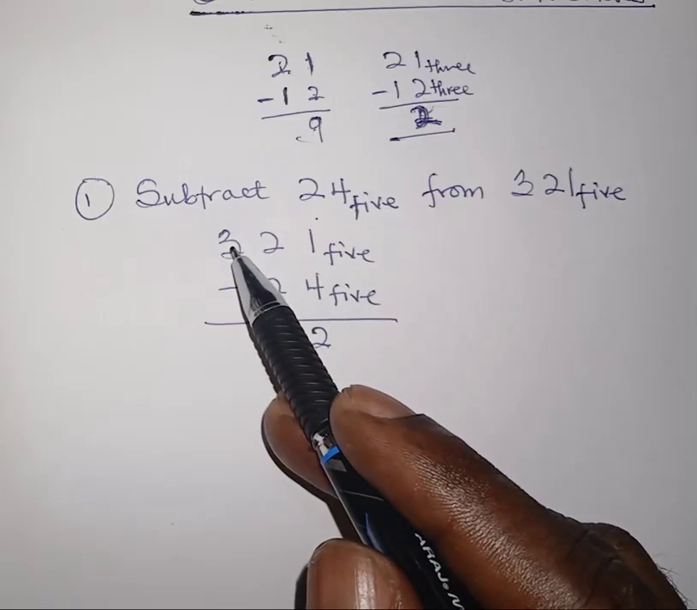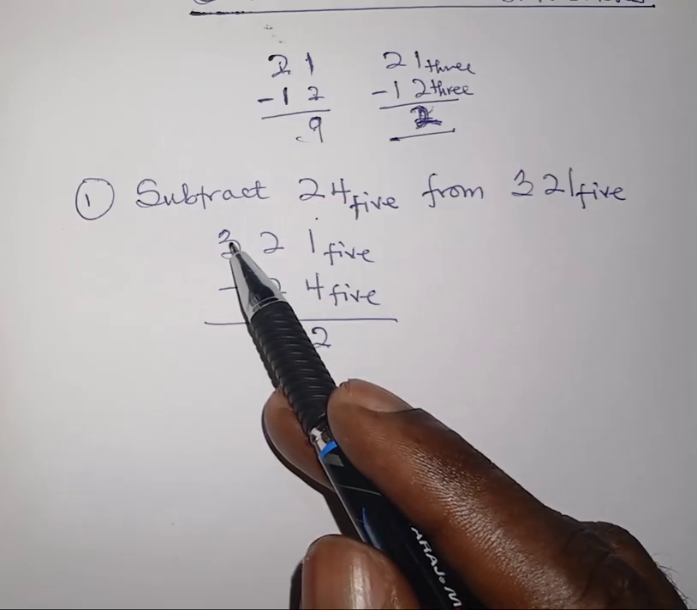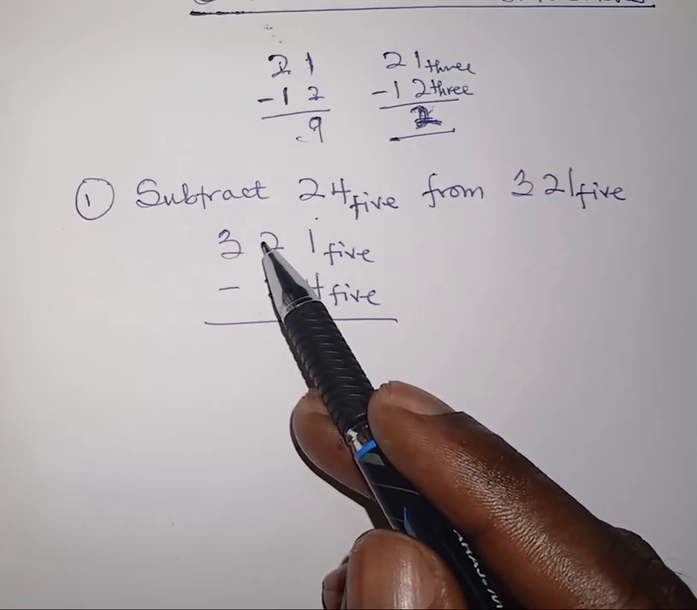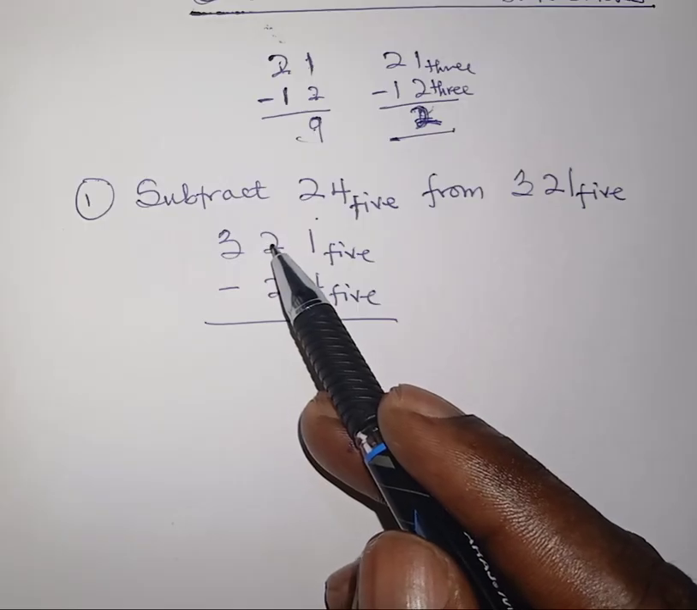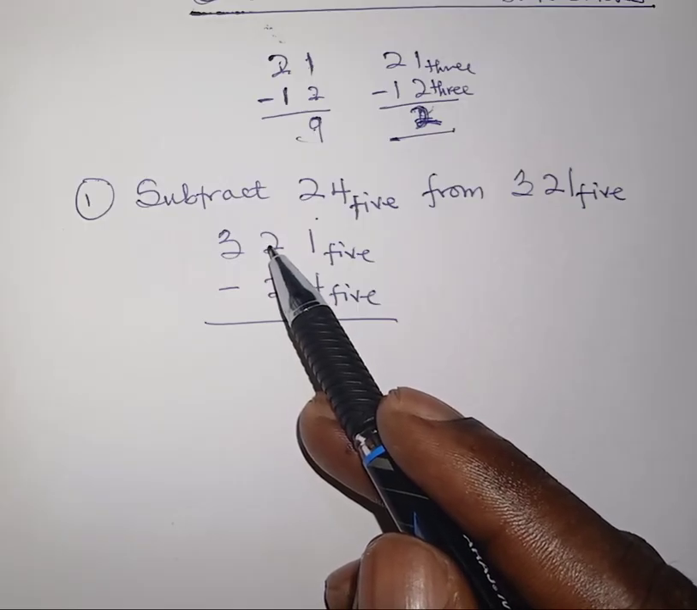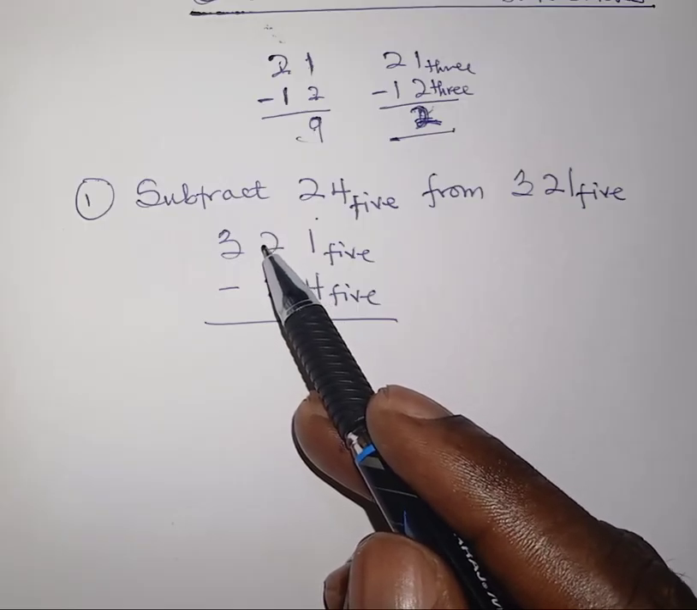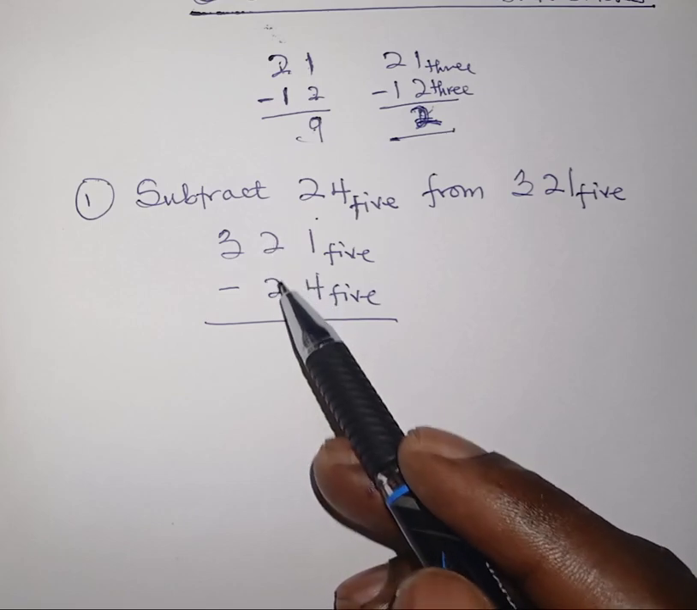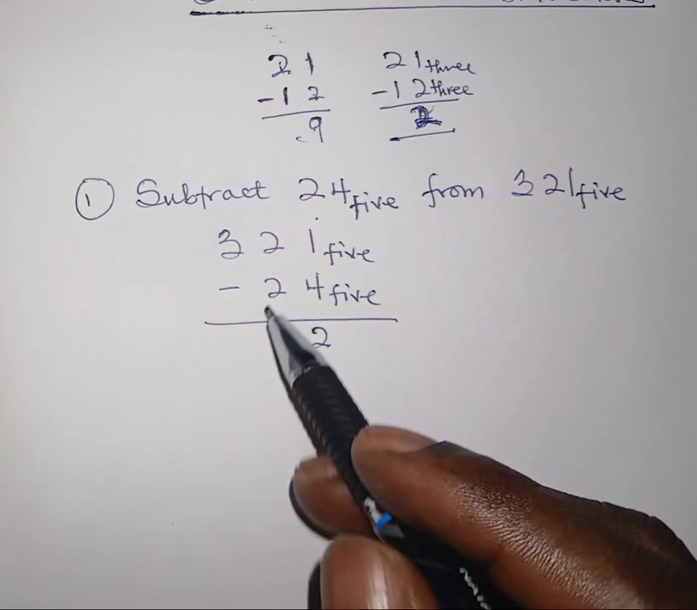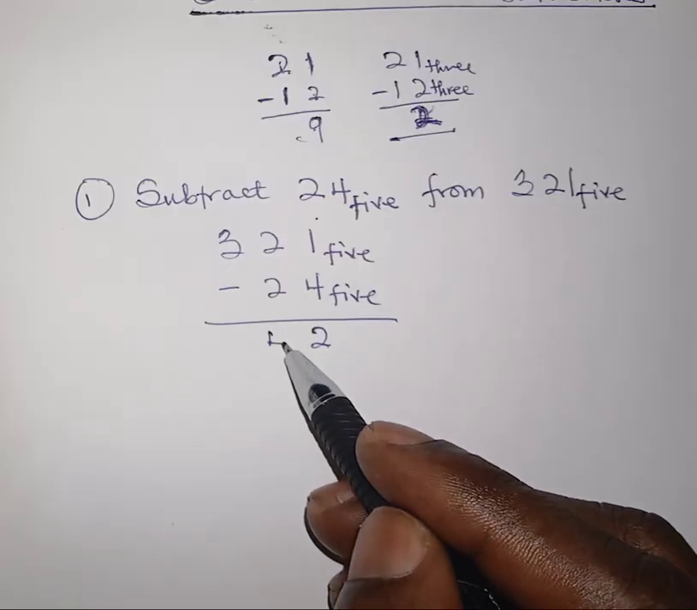So I need to go and borrow again. So if I'm borrowing 1 from here, know that it is 5 that I'm borrowing. So 5 here was left with what, 1. So if I add 5 to 1, what is my answer? I get what, 6. So 6, if I subtract 2 from 6, then I'm going to get what, 4.